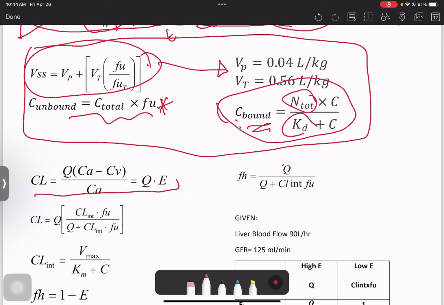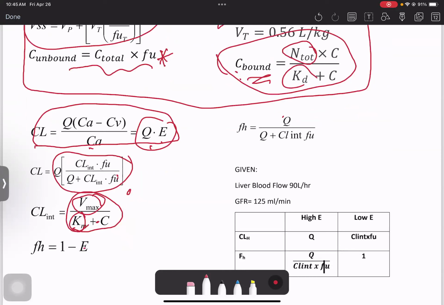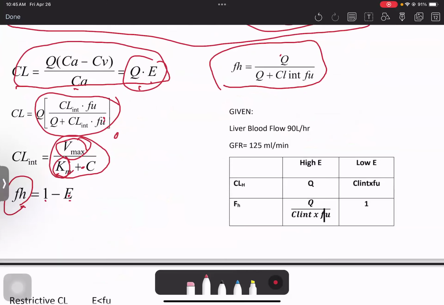Then we get into clearance. Remember, clearance for any organ is blood flow to that organ and the extraction efficiency. And then this is using the well-stirred jar model. And our intrinsic clearance, again, here's another Michaelis-Menten with capacity and affinity. We know that our extraction ratio, 1 minus E, gives us our fraction that escapes that first pass effect through the liver, which can also be described by this.